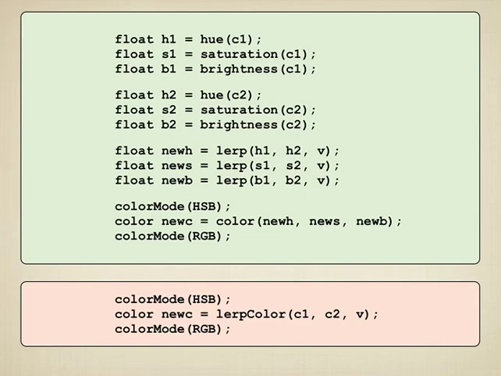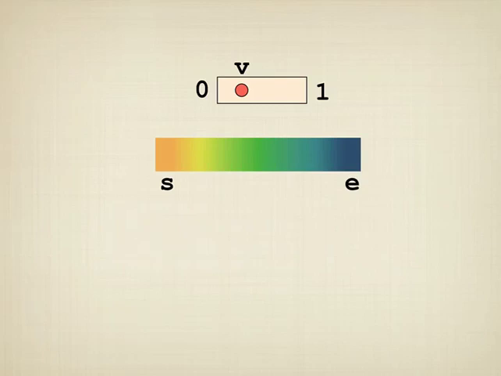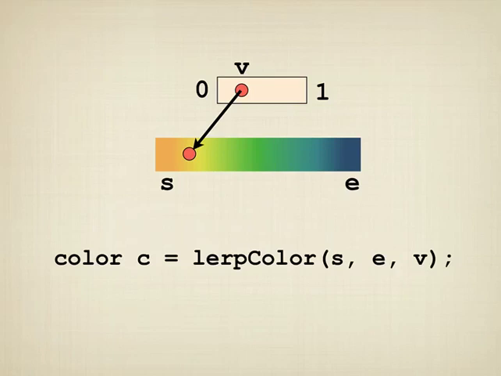To lock this all down, let's look at it visually. Here's our input range, 0 to 1, and we have a floating point number somewhere between 0 and 1 called v. Then we have our output range that is generated by 2 colors, the color s and the color e. Here's sort of an orange and a blue. Processing takes all this stuff and finds the corresponding color in the color range and returns that. So we would write it this way, lerpColor(s, e, v).